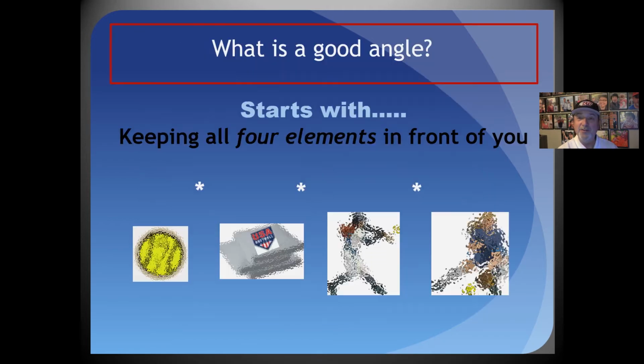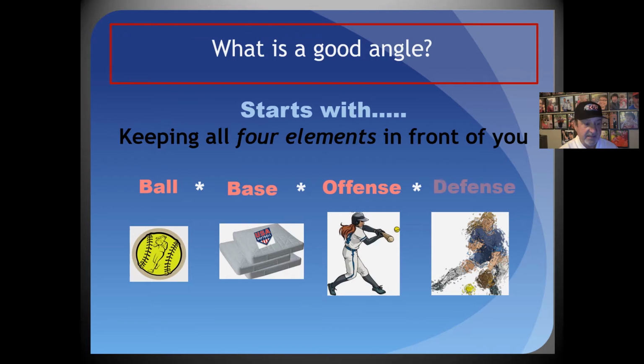So here we go, angles and distances. So where's the starting point? The starting point is with four key elements. You always have to have these four things in front of you. It's no mystery. The four things are the ball, the base, and then the offense, and of course the defense. If you have all four of these elements in front of you as you're about to make a call, then you're going to make the right call.